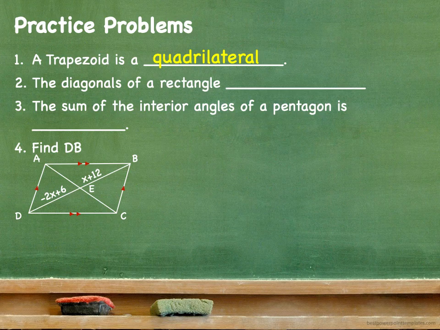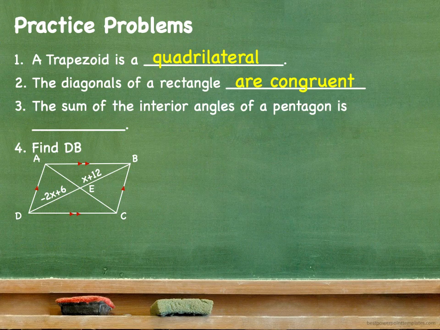The diagonals of a rectangle. Okay, if we're specifically talking about a rectangle, the diagonals of a rectangle bisect each other, or are congruent. The diagonals of a parallelogram bisect each other. The diagonals of a rectangle are congruent.